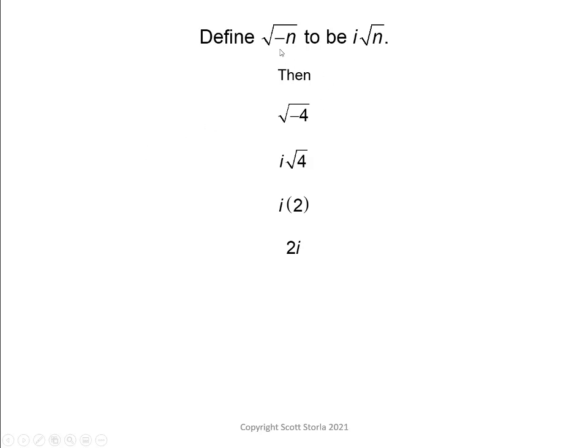So again, the idea is we're going to begin with the square root of a radicand which itself is negative, such as this, and then we're going to replace that with a product, i times the square root, where the radicand is now its opposite, and then we simplify the square root, and we often rearrange the factors.